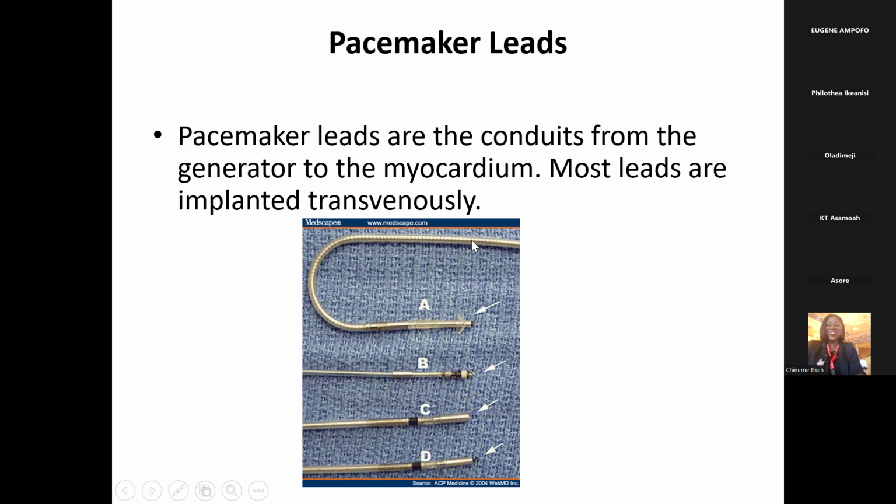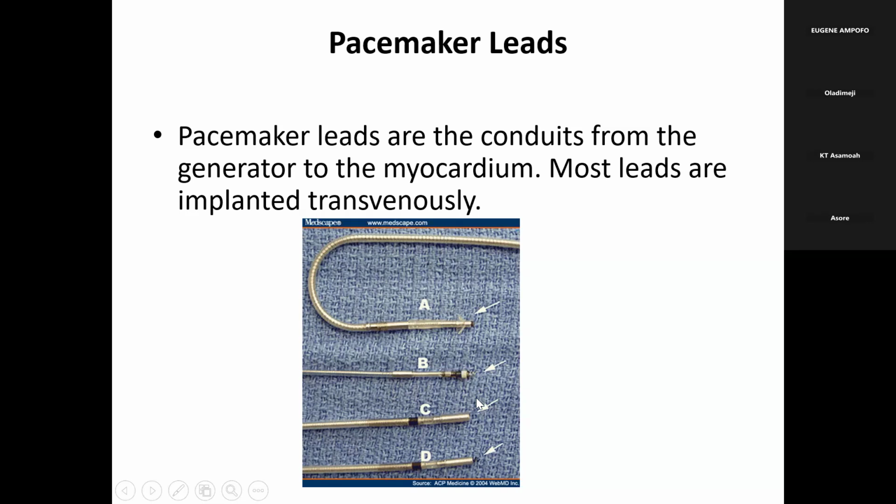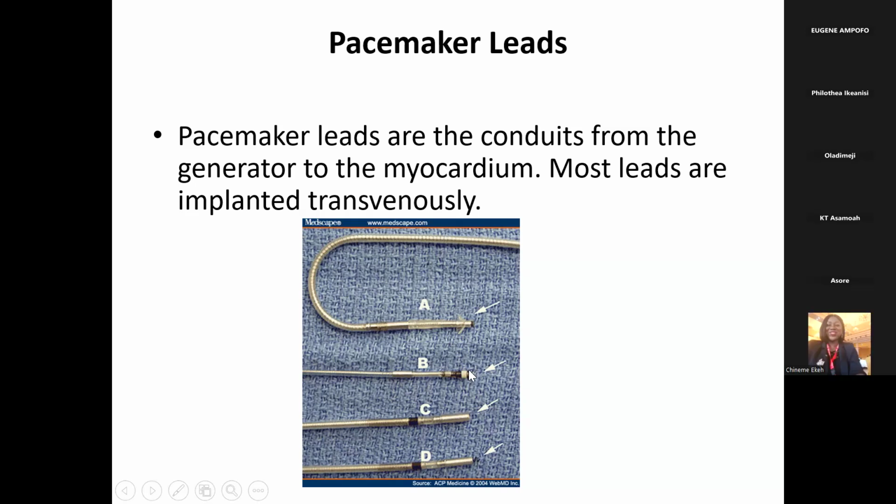But for unipolar, it's just one wire inside the lead. Now, the types of leads that we have: the screw leads, meaning that at the tip of it you see something like a corkscrew where it can screw into the myocardium, and the tine leads that look like a hook. The tine leads are called passive leads, while the leads that have a screw at the tip are called active leads.